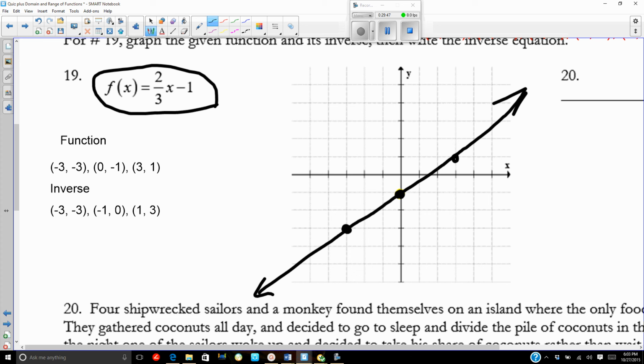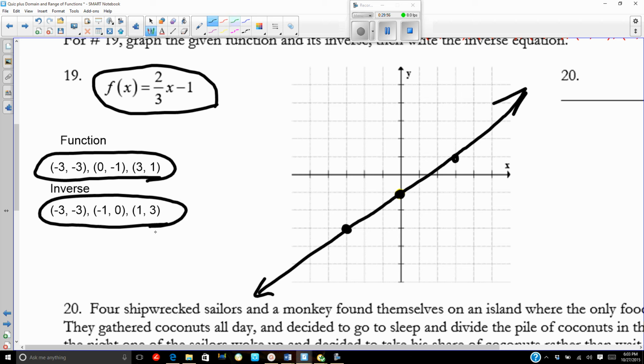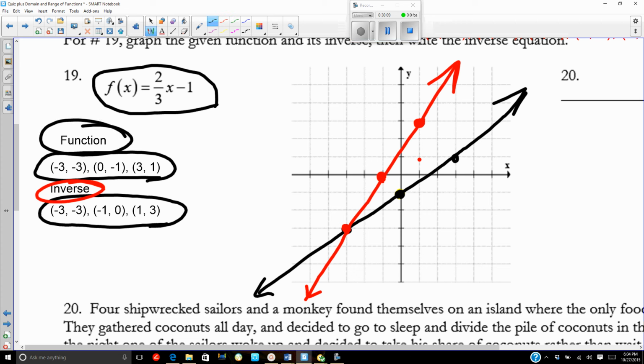Crooked. And I've got those points listed right here. We can just find those in the calculator. The inverse points, we're just going to flip-flop the x and the y, and I'm going to graph those points. So that's the inverse graph right there. The inverse graph is in red. The original function is in black.